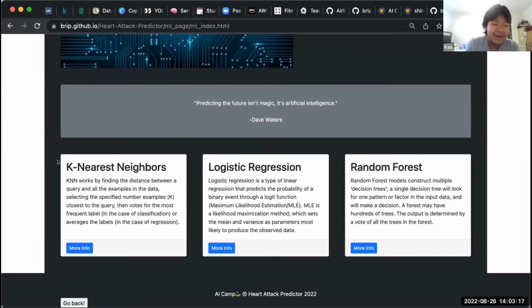K-nearest neighbors. KNN works by finding the distance between a query and all the examples in the data. Selecting the specified number of examples, K, closest to the query, it then votes for the most frequent label in the case of classification, or averages the labels in the case of regression.